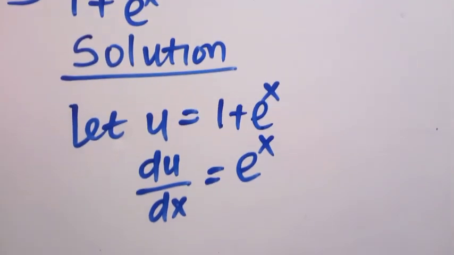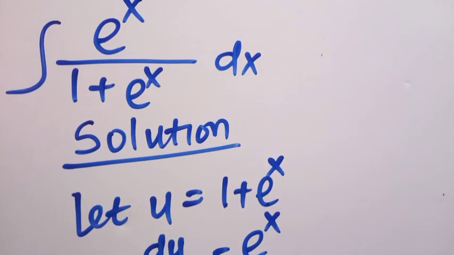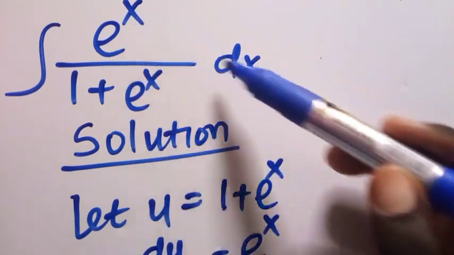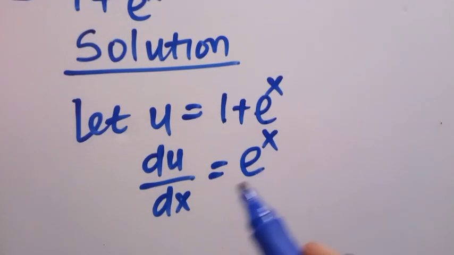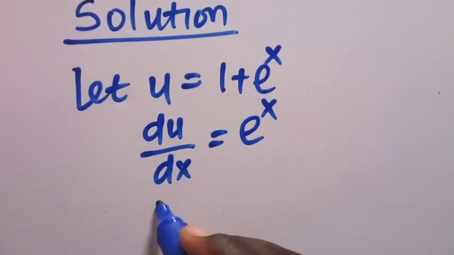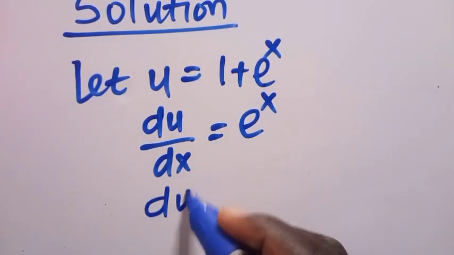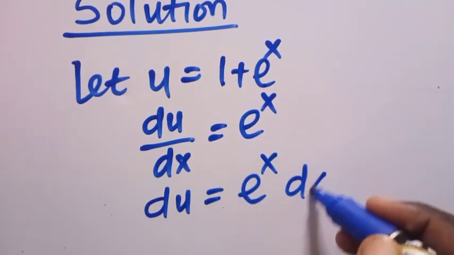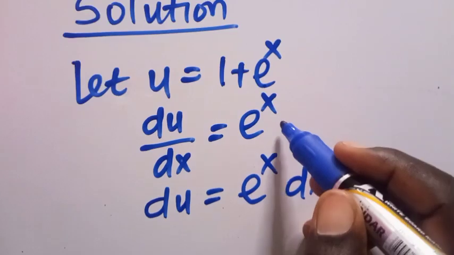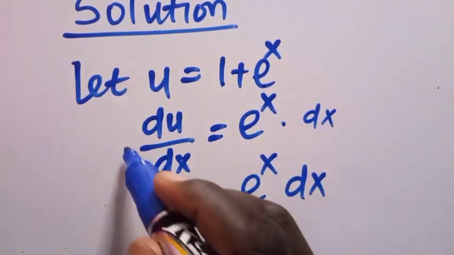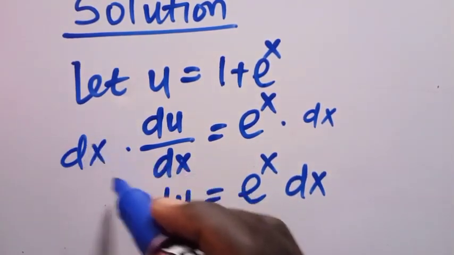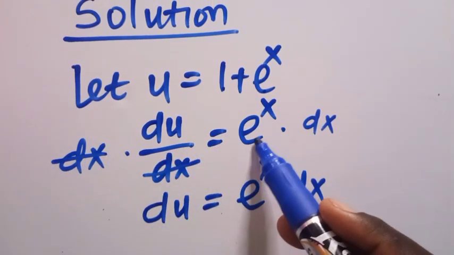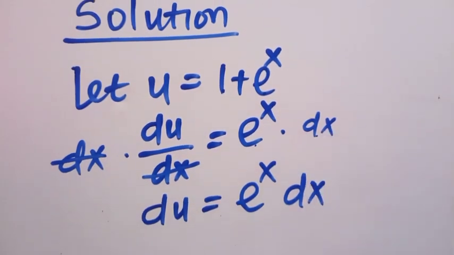Now, looking at our question, we have e^x dx. And therefore, in this case, I can make du the subject so that I have du equals e^x dx. Because I have to multiply by dx on both sides, so that this one and this one cancel. And therefore, du equals e^x dx.